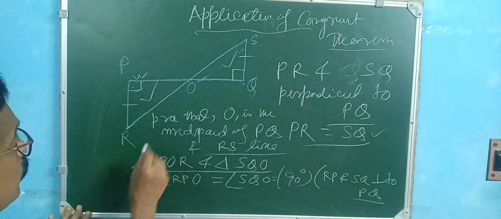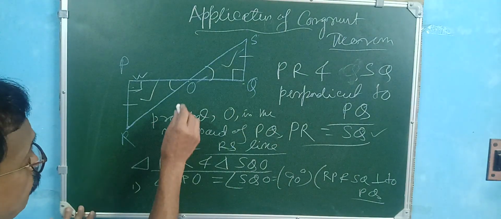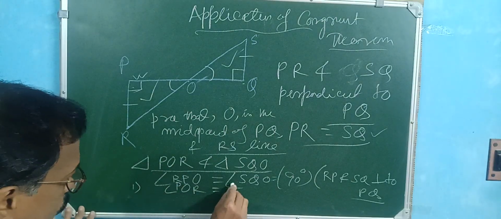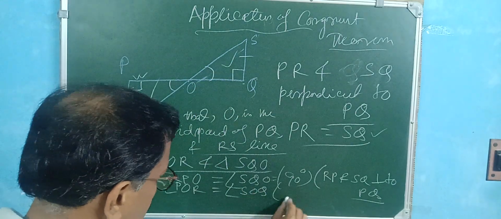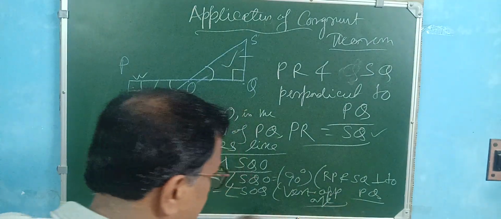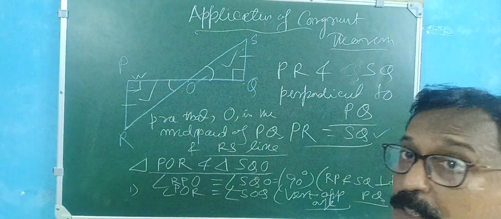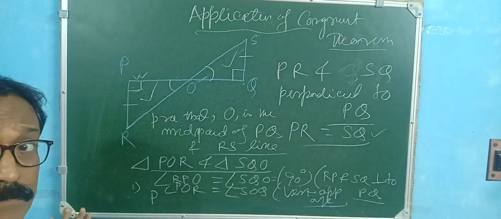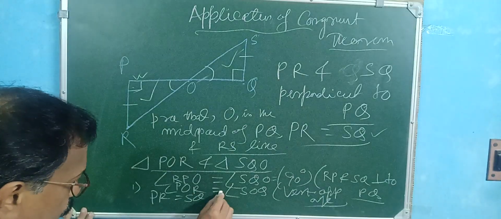Number two, this angle and this angle are vertically opposite. So you write angle POR is equal to angle SOQ. The reason is vertically opposite angles. Clear? Two conditions are done. Now here two conditions are angles, so one side is necessary. So for that reason you write PR is equal to SQ. That is also given.